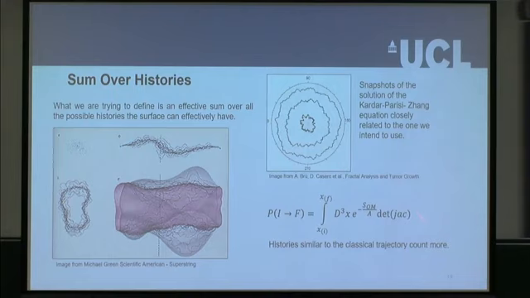The transition probability gets generalized this way, and again, histories similar to the classical trajectory, to the classical history, count more than the weirder ones.